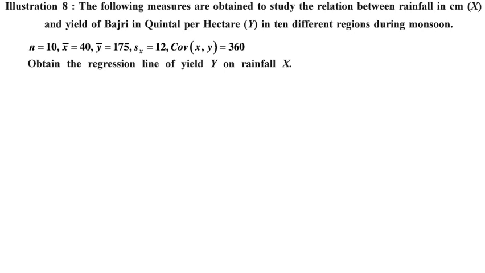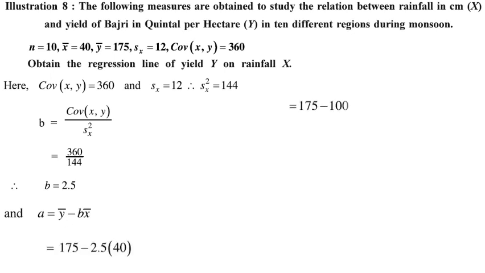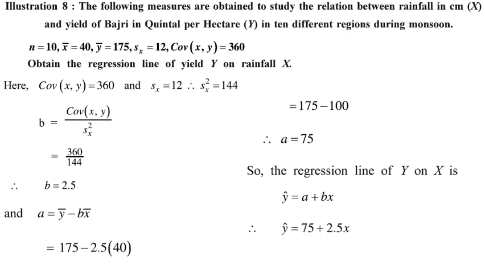Now because we have to obtain the regression line, we always start with B, that is covariance xy upon sx square. The latest formula, putting the values into the equation, we will get B directly as 2.5. Short and simple, right? Put this value into our A formula. Y bar is 175 given, x bar is 40 given, B is 2.5 which we have found, and you will get your answer as A equals 75. Put A 75 and B 2.5 into our equation, that is the regression line of y on x, y cap is equal to A plus bx. That's your answer.